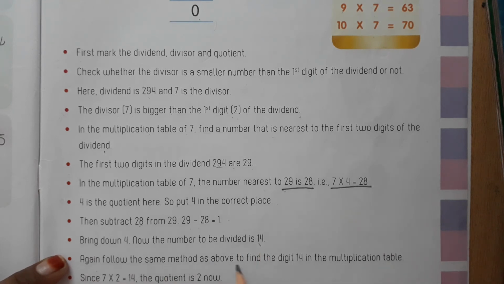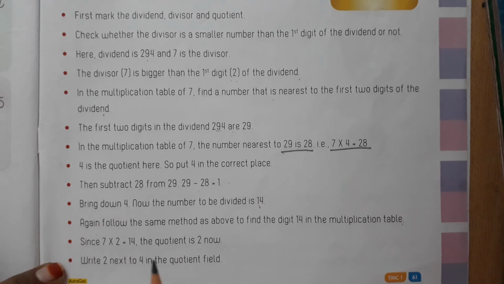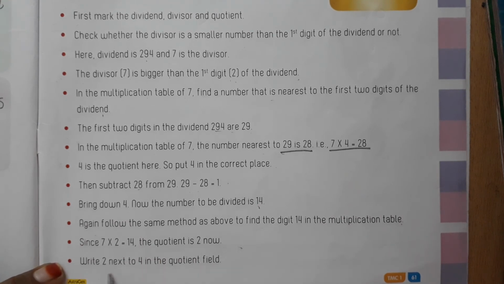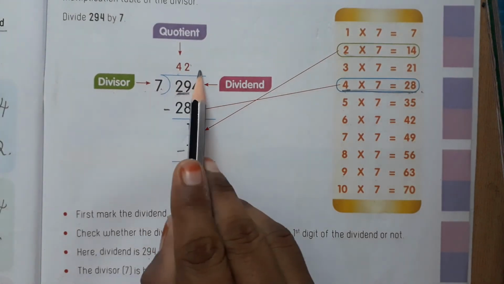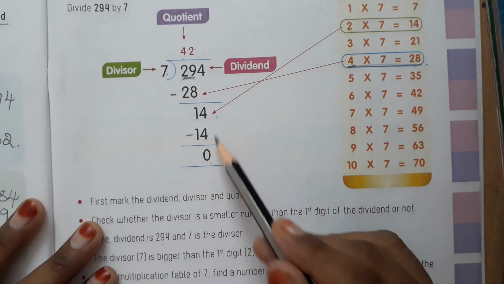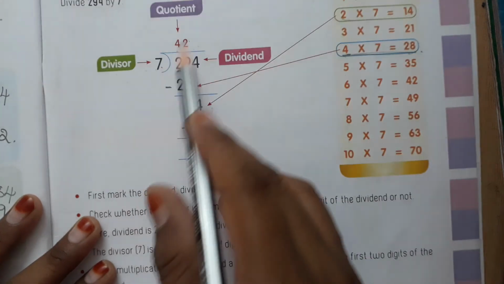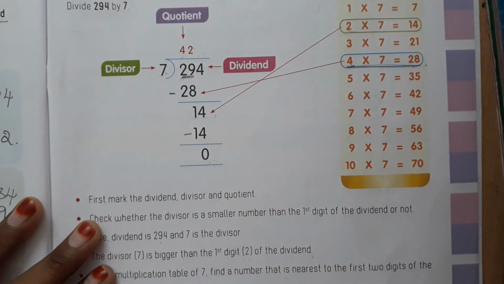Again follow the same method as above to find 14 in the multiplication table. So 7 2s are 14. The quotient is 2 now. Write 2 next to 4 in the quotient field. So here write 2 after 4. Subtract the 14. Now we will get 0. So here are the divisor, quotient and the dividend.